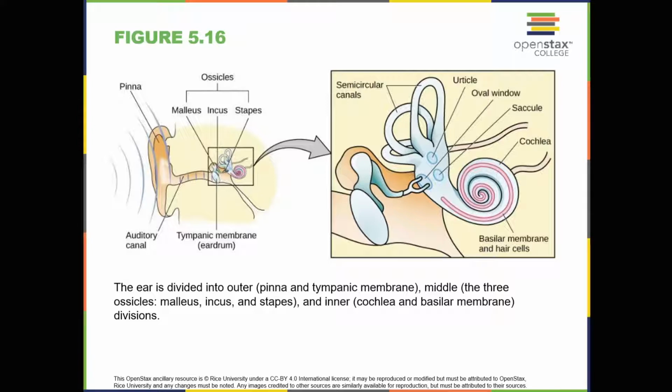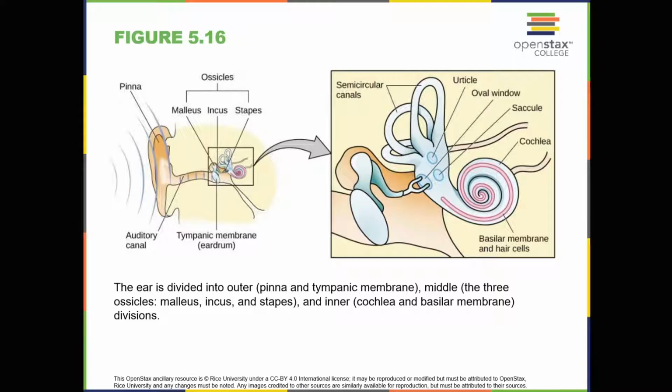The inner ear contains the semicircular canals, which are involved in balance and movement, our vestibular sense, and the cochlea. The cochlea is a fluid-filled snail-shaped structure that contains the sensory receptor cells, or hair cells, of the auditory system.